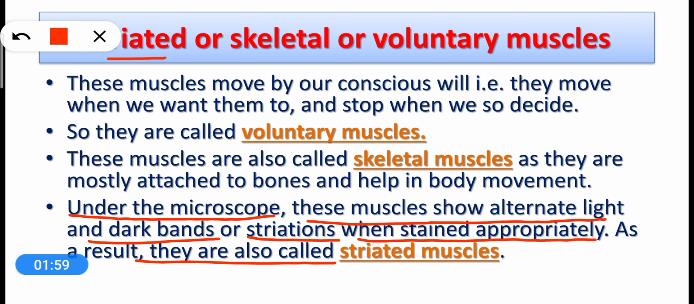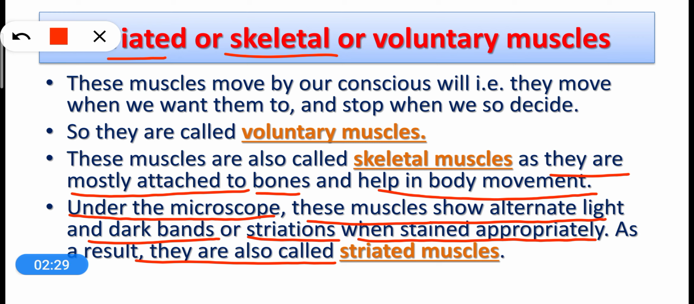The same muscles are also given the name skeletal muscles because they are mostly attached to the bones and help in the body movements. So dear students, these are the muscles which are attached to the bones. So the muscles attached to the bones are called skeletal muscles. We have learned that the tendon connects bone to the muscle, right? So that muscle which we talked about there were actually the skeletal muscles, right?